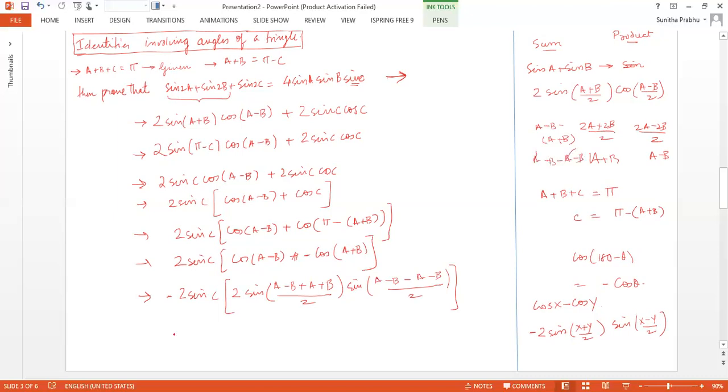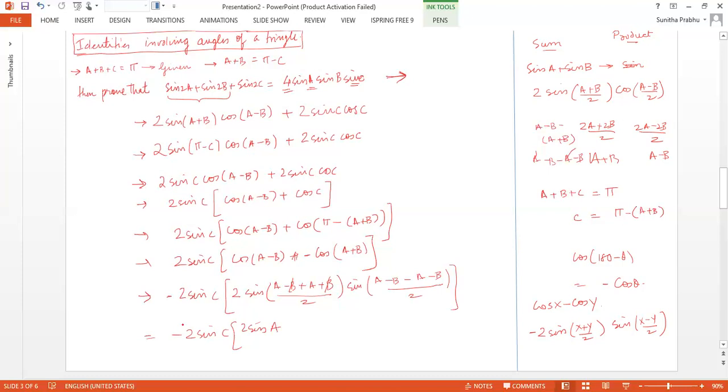That means this is minus 2 sine c. This b and this b will go. 2a by 2 is a, so we got the sine a also. And 2 into 2 we got 4 also.